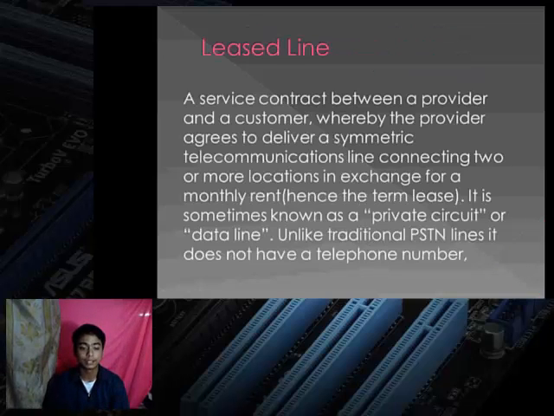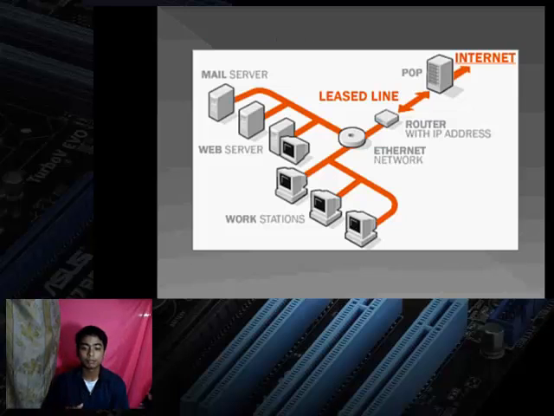First is leased lines. A leased line is a service contract between a provider and a customer, whereby the provider agrees to deliver a symmetric telecommunications line connecting two or more locations in exchange for a monthly rent. It is sometimes known as a private circuit or data line. Unlike traditional PSTN lines, it does not have a telephone number. Here are some pictures. Each side of the line is permanently connected to the other.